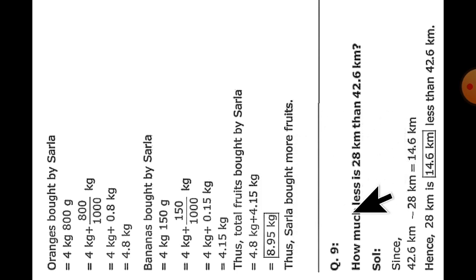Question number 9. How much less is 28 km than 42.6 km? Now it is asked how much less. So we have to find the difference between these two. So 42.6 km minus 28 km equal to 14.6 km. Hence 28 km is 14.6 km less than 42.6 km.